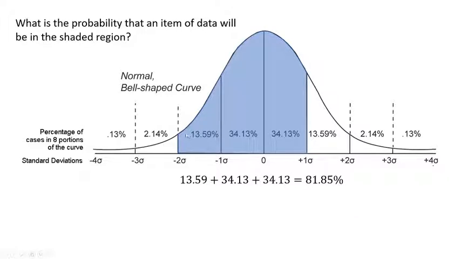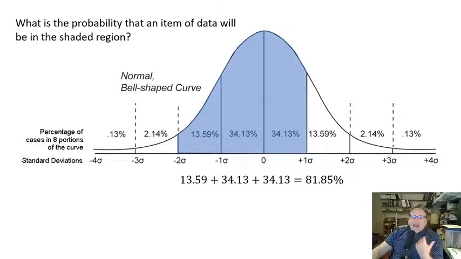Now I want you to get the connection here that this is the probability that any piece of data is going to be in this region here, and also that this is the area under this part of the curve here. The area under this part of the curve is 0.8185. That's that probability. It's going to be less than 1 because the whole thing adds up to 1. We have less than the whole thing, so our answer is going to be less than 1. More specifically, it's going to be all 3 of these things added together, which in terms of a decimal, not a percent, is going to be 0.8185. There's a relationship there between the area under the curve and the probability.